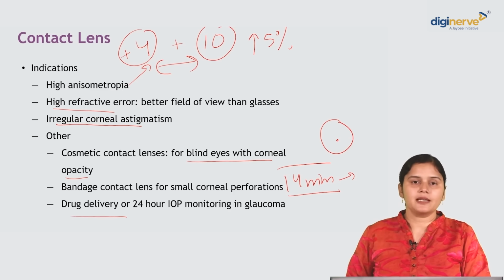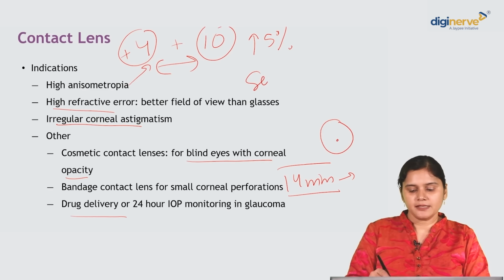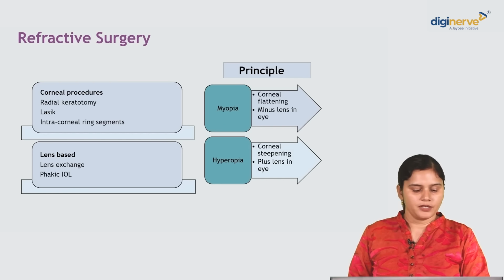Drug delivery contact lenses are also present for glaucoma nowadays. In fact, a contact lens has also been developed named SensiMed for intraocular pressure measurement in glaucoma. Now we'll be talking about refractive surgeries.